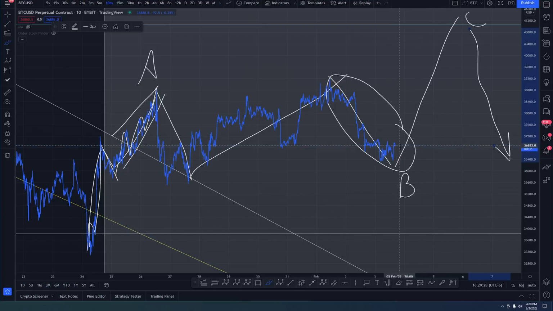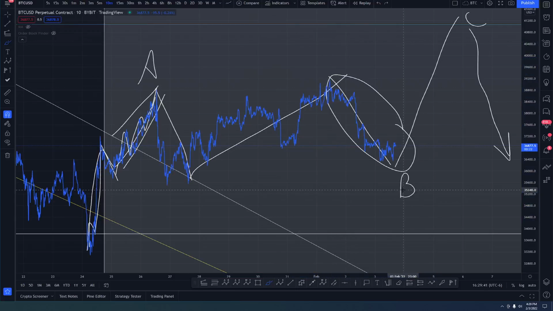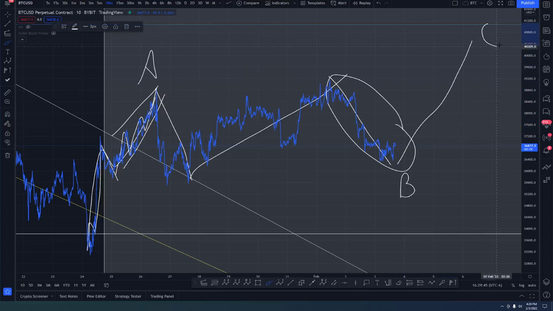Now, I might be wrong in my count. In fact, we could find some kind of a 3-wave move that this is ABC and it's finished. The C is here and now we're going down. Okay, that's another possibility as well. I'll talk about that possibility in just a minute. But this could be looking for a C wave once this wave finishes. So let's look at this as 5 waves and see if that 5 waves is done.